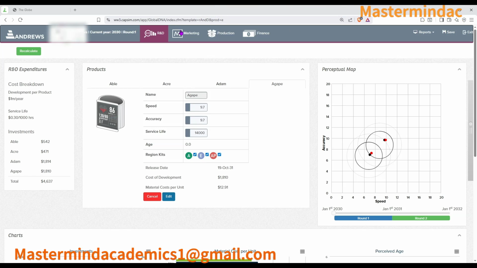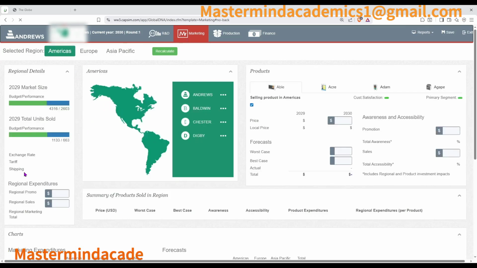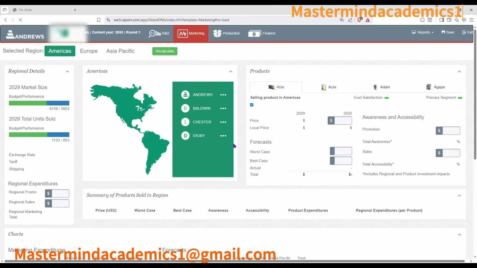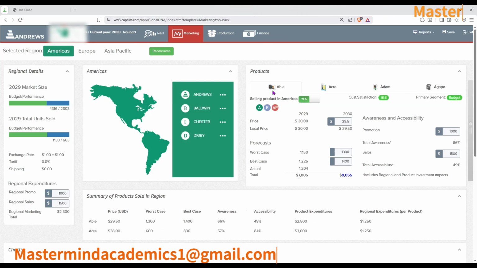Next, we are talking about the marketing department. In marketing, we are talking about the normal things, one of them being the regional expenditures, which is the regional promo and the regional sales. We also have to talk about each and every product, the price, and the focus. So we shall start with this side.